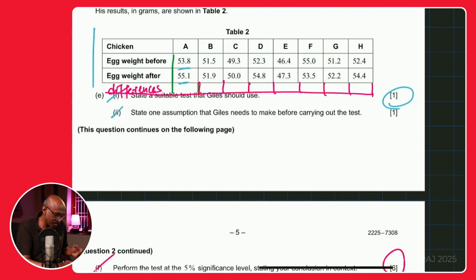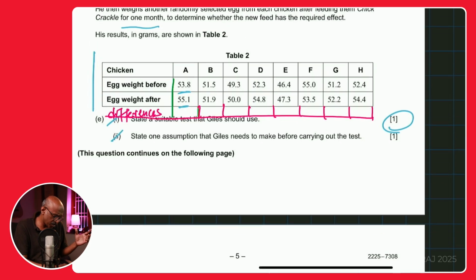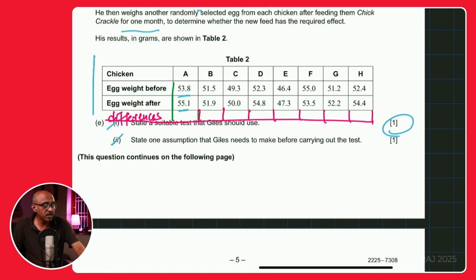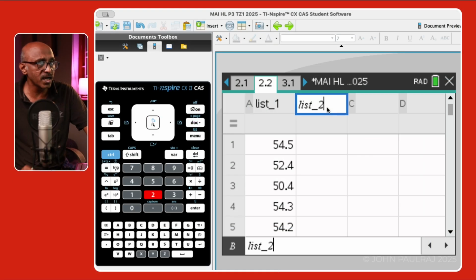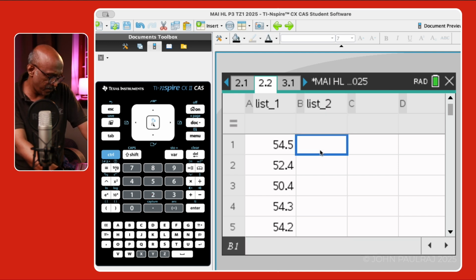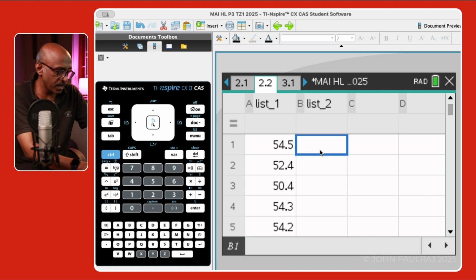But this was the study done, the before and after for the 8 chicken. Yeah, the 8 chicken before and after. So be careful how you enter that, is what I'm saying. So I am going to enter it as list 2 for the before. All right, so 53.8.